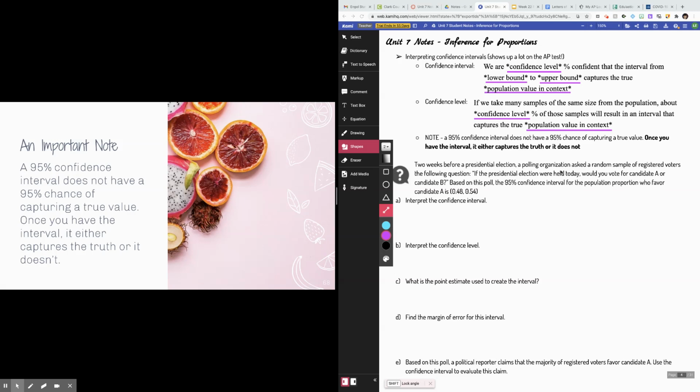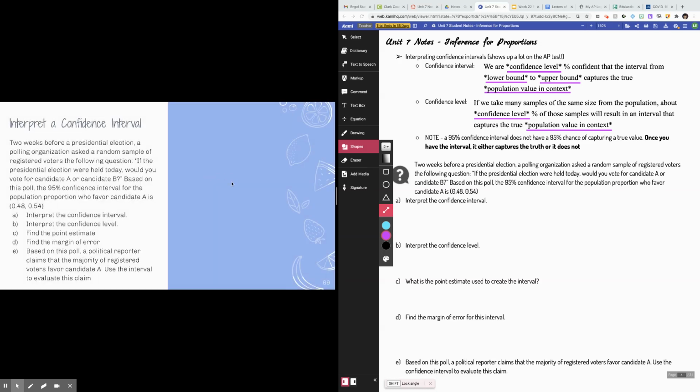Once you've created your interval, that interval either captures the true value, or it doesn't capture the true value, right? What your confidence level is saying is that if we run tons and tons of simulations and create lots and lots of confidence intervals, about 95% of them will capture the truth. All right. So with all of that theory, word formulas, all of that fun stuff in mind, let's take a look at an actual problem.